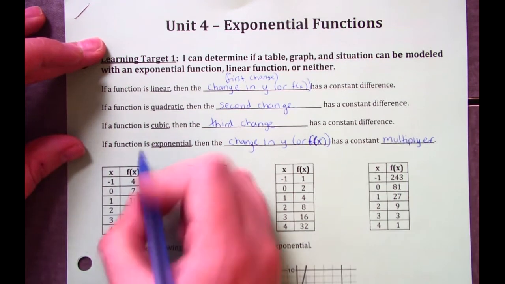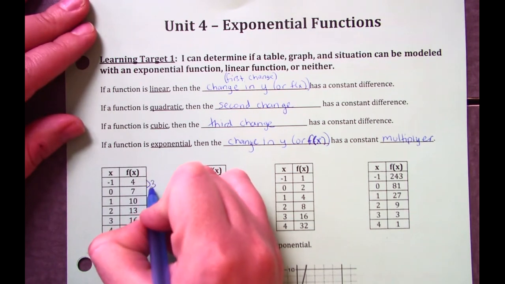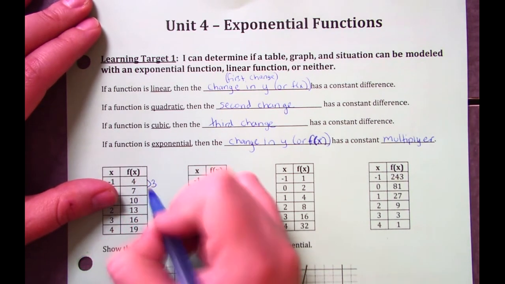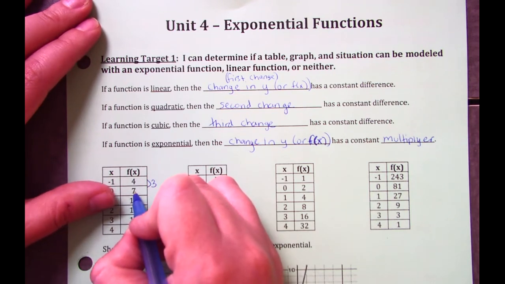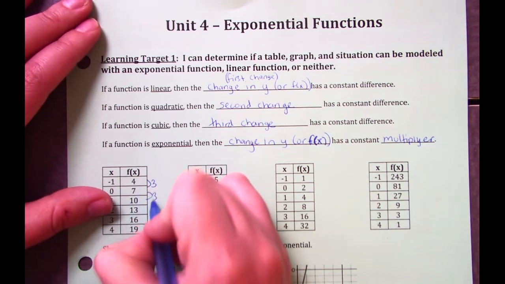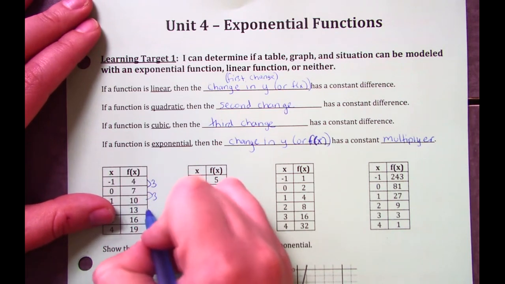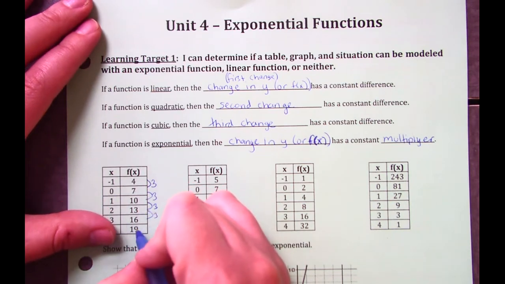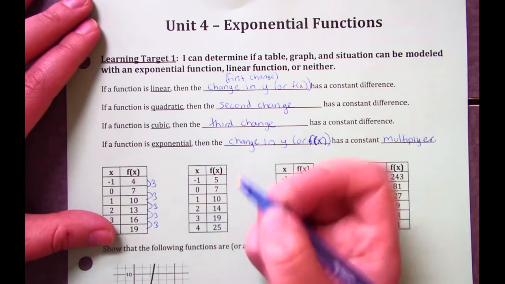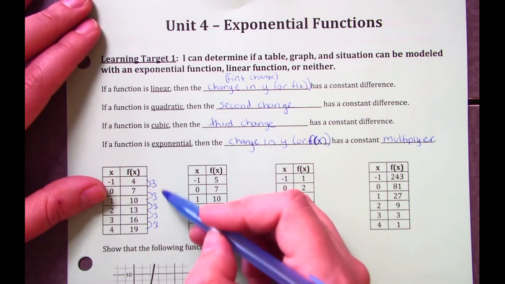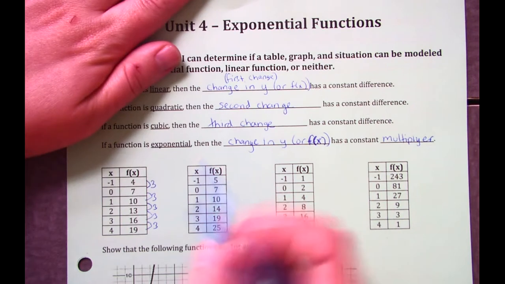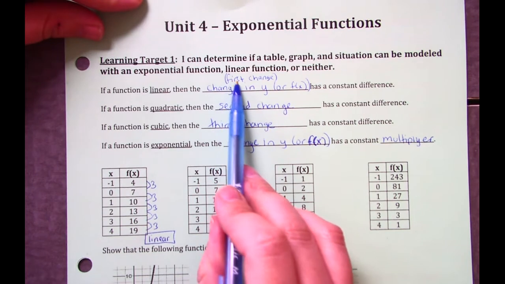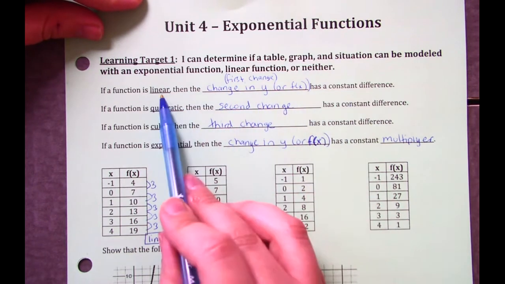Let's look at this first table. From 4 to 7, that goes up 3. You could also say 7 minus 4 would give you 3. It's always the one below minus the one above. So 10 minus 7 gives you 3. 13 minus 10 gives you 3. 16 minus 13 equals 3. And 19 minus 16 equals 3. So because my first change, the first time I tried to find all the differences, I got all the same number, I know that this is a linear function. Because if my first change is constant, then it's a linear function.